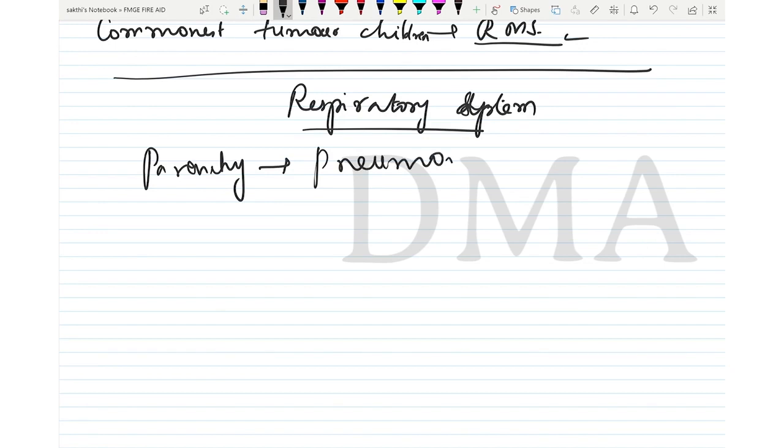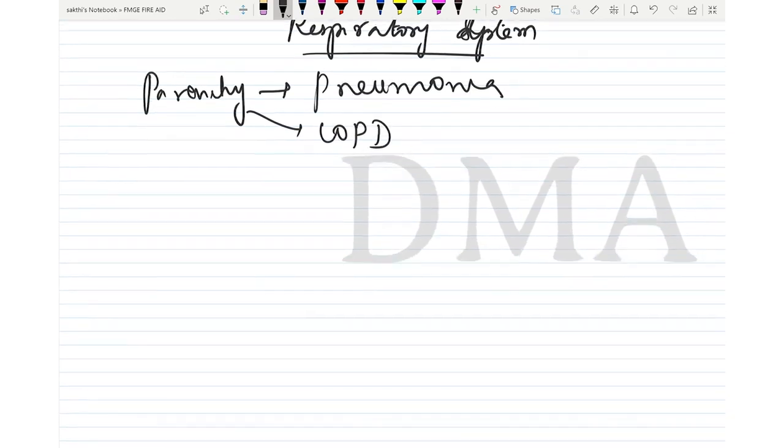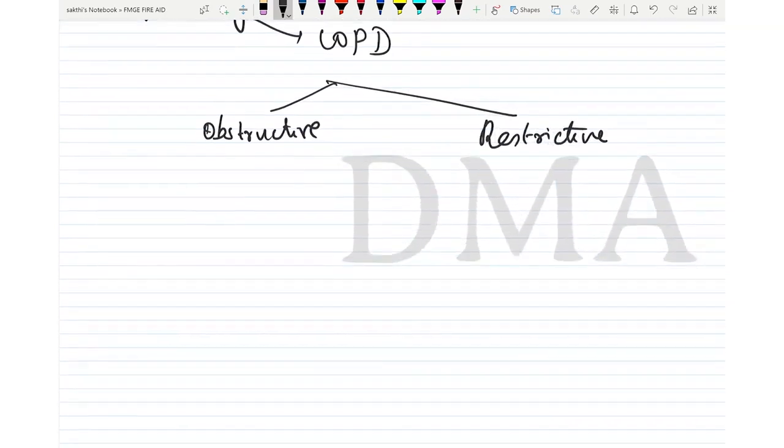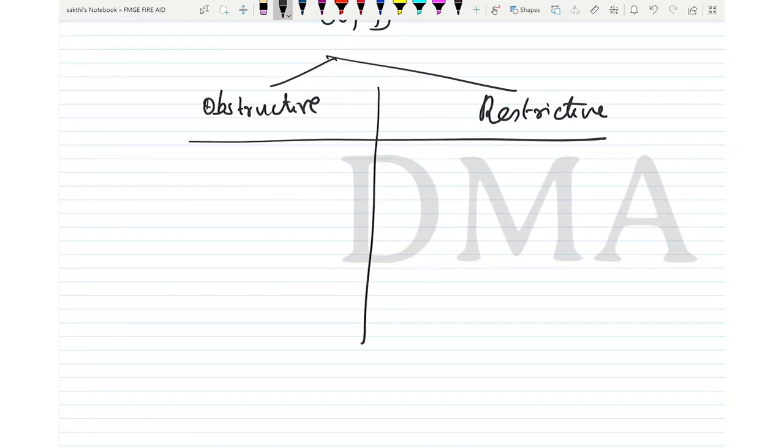In obstructive disorder, inspiration is normal, expiration is difficult. They will not be able to expire the inspired air. So the lung will be very voluminous in the case of obstructive lung disorder. So total lung capacity will be increased, residual volume will be increased, whereas forced expiratory volume will be reduced in the case of obstructive lung disorder.